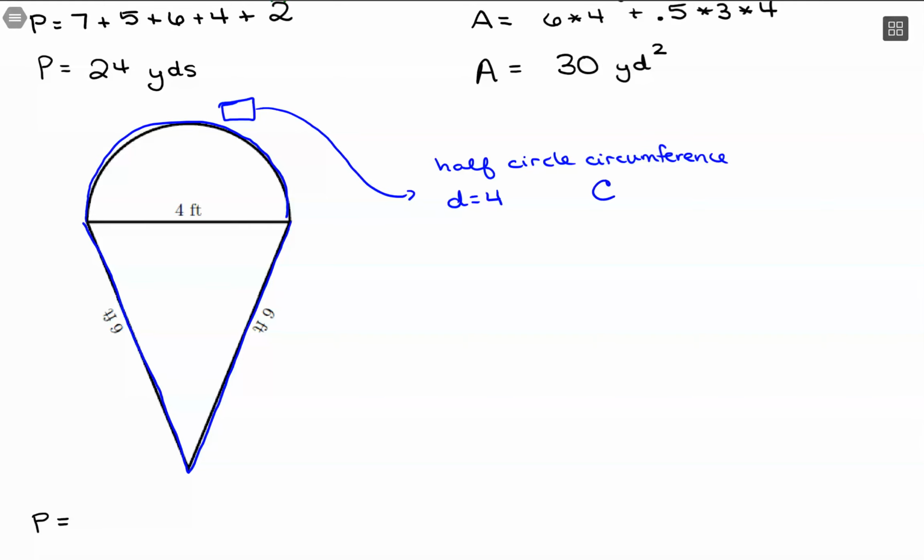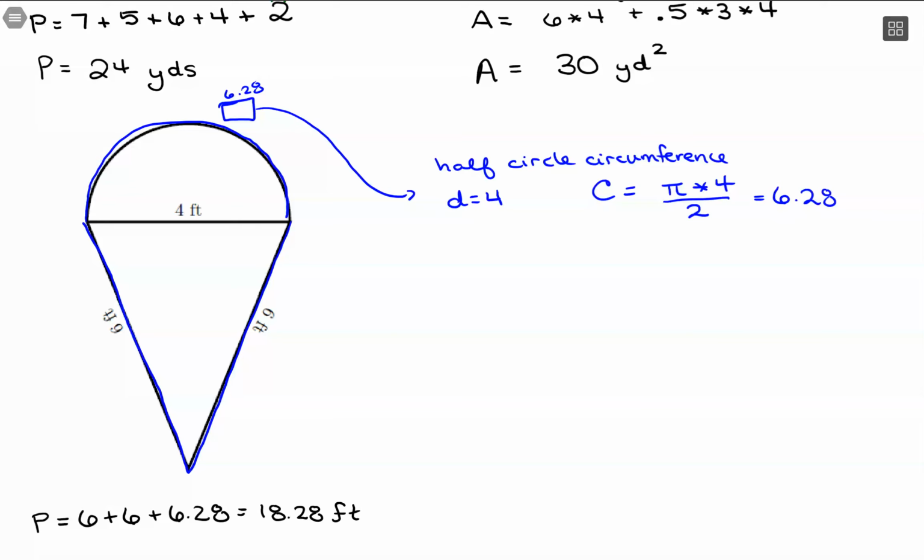So for circumference, the formula is usually pi times diameter, which is 4, but we want to cut that in half. So what we're going to do is get a 6.28 from that. So that'll give us this distance here. So with that for perimeter, we'll have 6 feet plus 6 feet plus the 6.28 for a final answer for perimeter of 18.28 feet to match the units there.